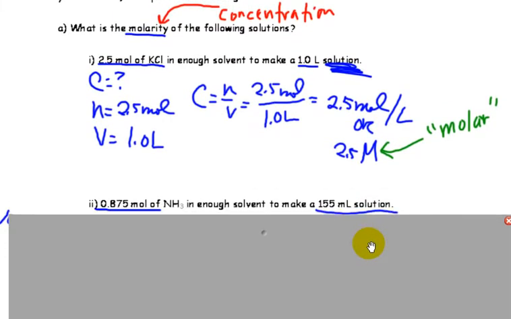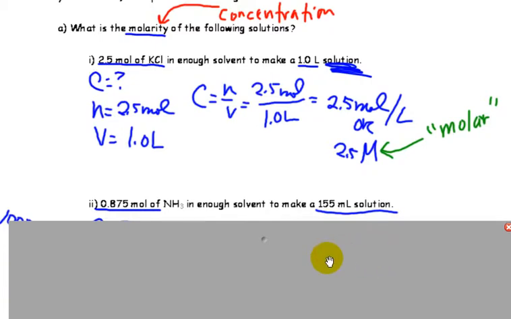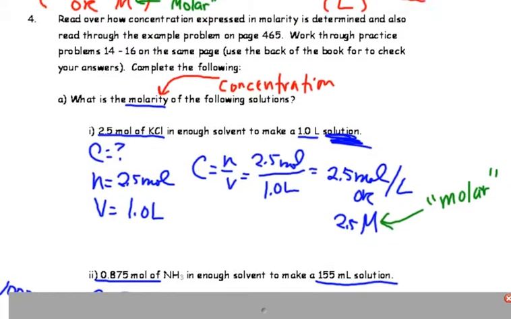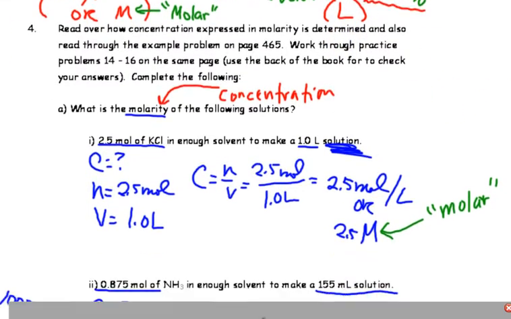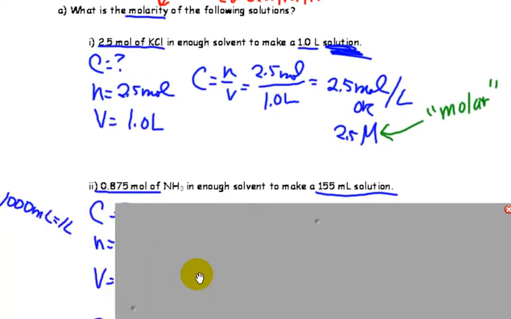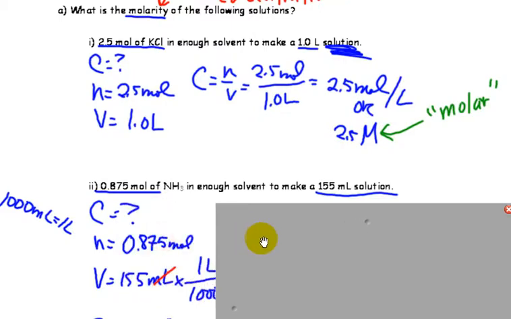Okay? Next one, what's the molar concentration if I have 0.875 moles of ammonia and enough solvent to make 150 milliliters of solution? The thing that should ring a bell right now is that this is in milliliters, it needs to be in liters. So we have to convert that into liters first of all. And of course, from everyday use, you know that 1,000 milliliters is a liter. If you have a 750 milliliter bottle of pop, you know that's 0.75 liters.